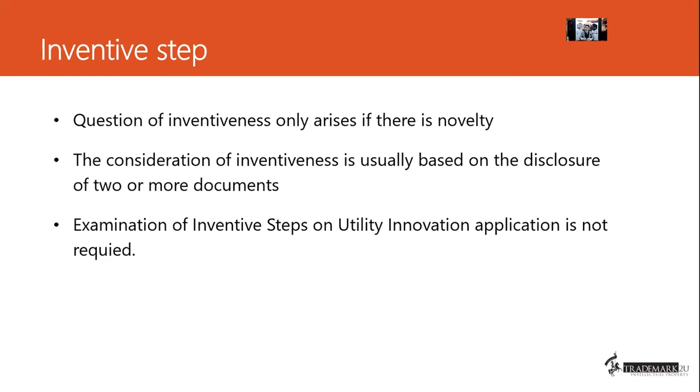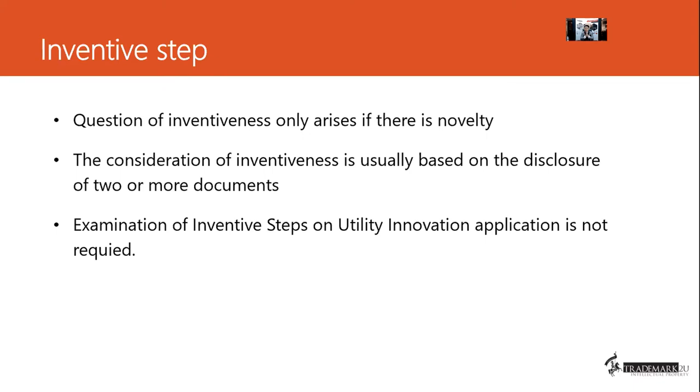Now, the consideration of inventiveness is usually based on disclosure of two or more documents. Now, this part is terrible, it's tough, because when they assess your inventiveness, they will look at two or more documents. They will read the documents across, and then based on the so-called POSITA, the person having ordinary skill in the art, assess whether your invention is obvious. A lot of people ask me this question: it seems like I have the novelty, but I don't think I can pass this second requirement test, which involves inventive steps. So what should I do?